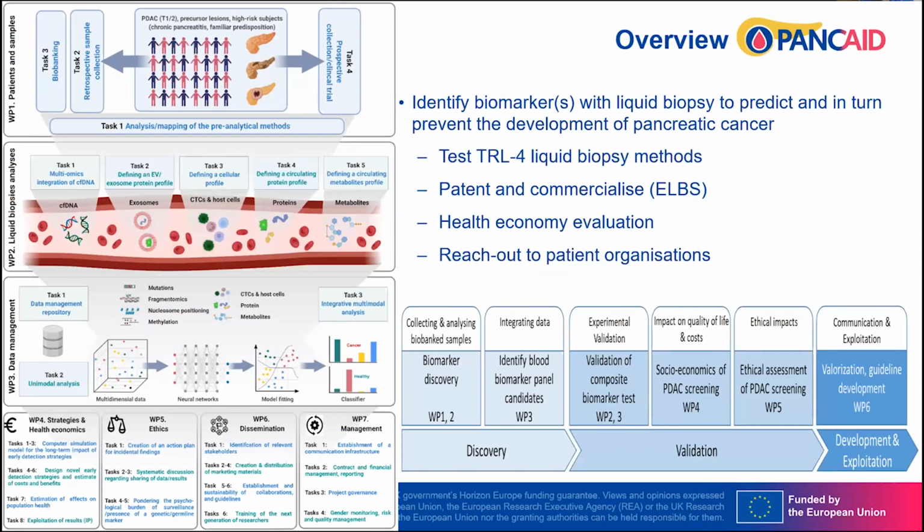We have a biobank, and this biobank consists of early stage cancer patients, but also of individuals at risk to develop pancreatic cancer, which have been collected over the past 10 or more years. Then we have experts from all liquid biopsy fields: circulating DNA, exosomes, CTCs, host cells, proteins, and metabolites. And then we combine this information and hopefully develop a classifier that can find this devastating cancer earlier than today.